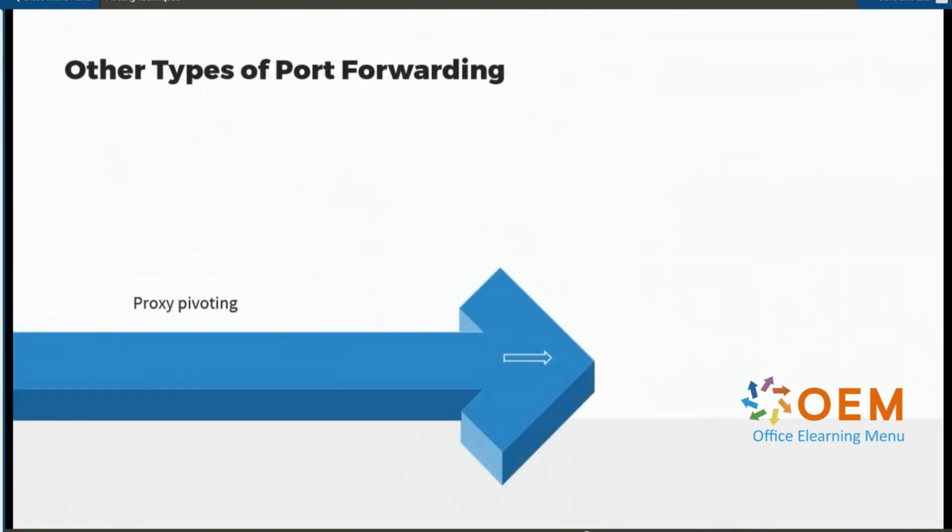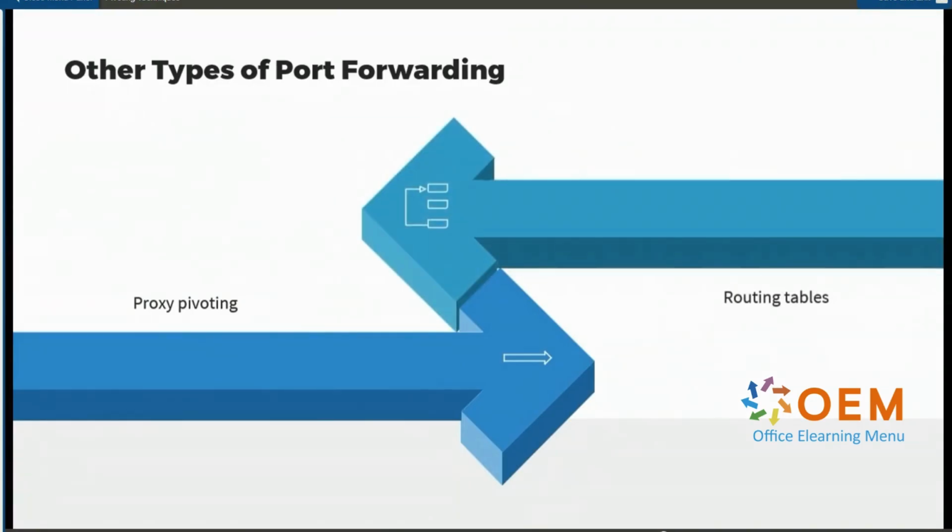Proxy pivoting is a technique used to route network traffic through a compromised system using a proxy server. This method allows attackers to intercept and modify traffic as it passes through the compromised system, making it possible to capture sensitive information like credentials or session cookies. Proxy pivoting is typically used to create a seamless flow of traffic between the attacker and the internal network, enabling the attacker to access resources as if they were operating directly from within the target environment.